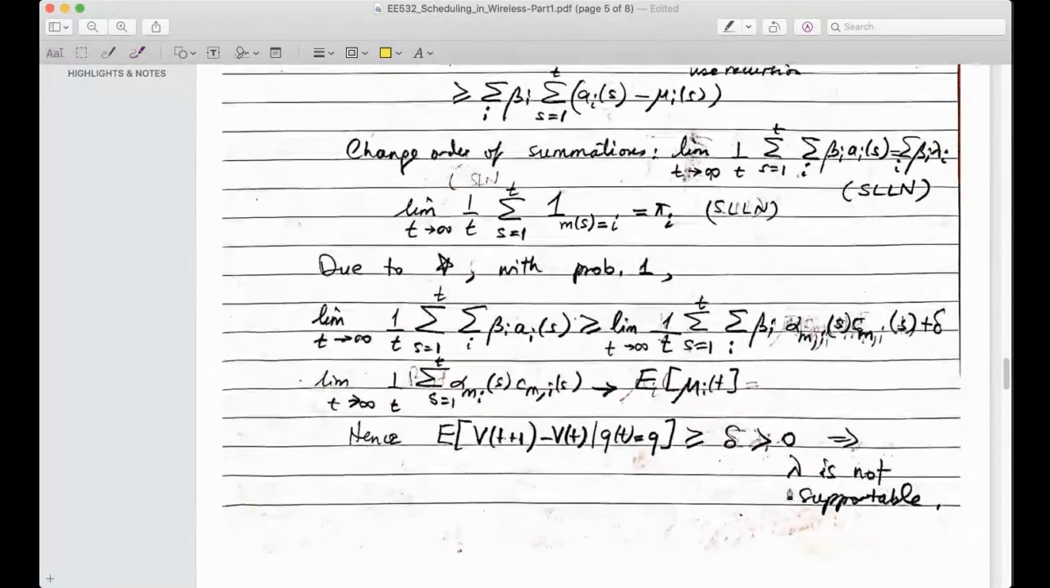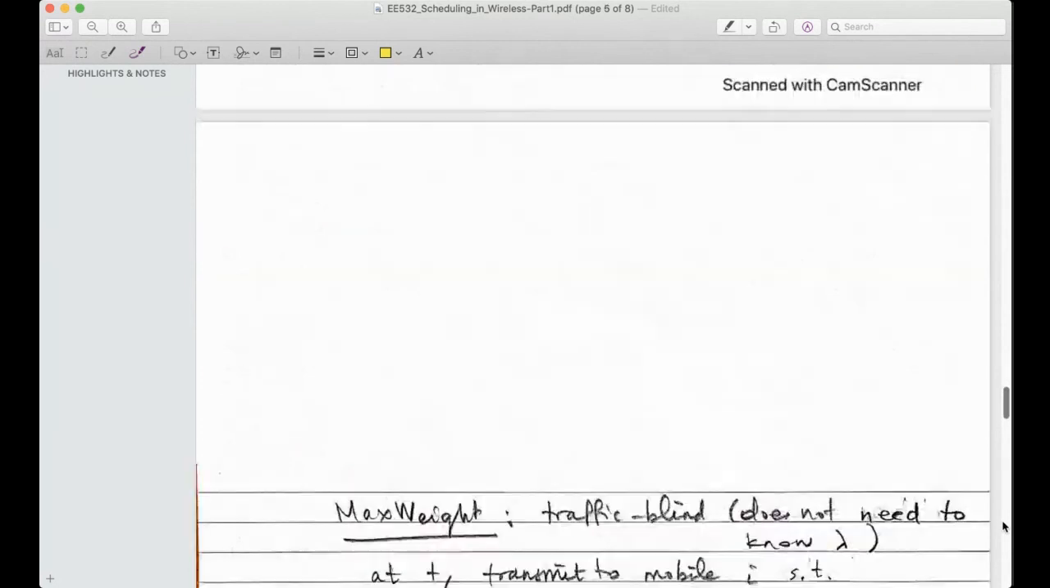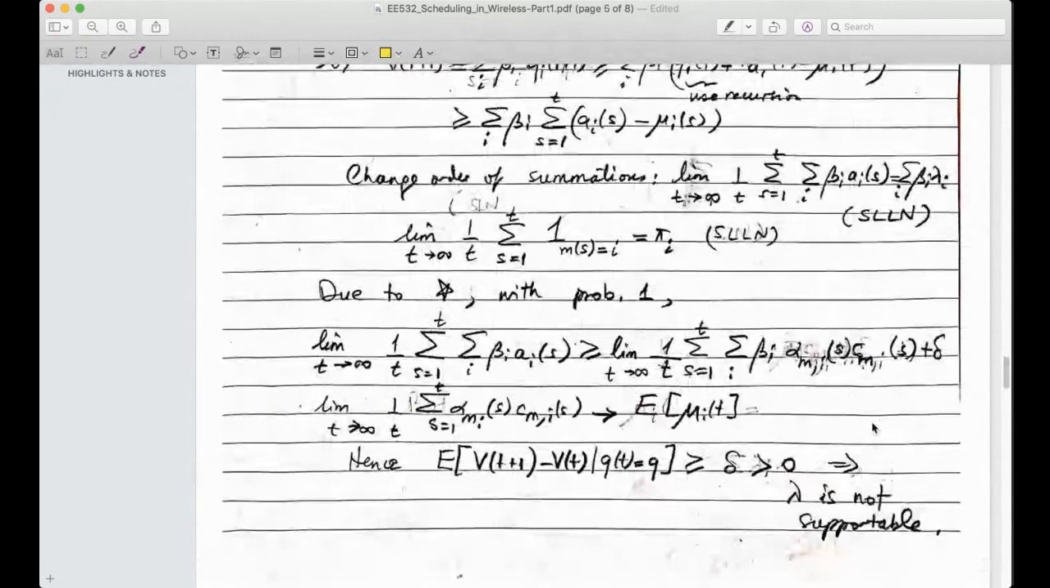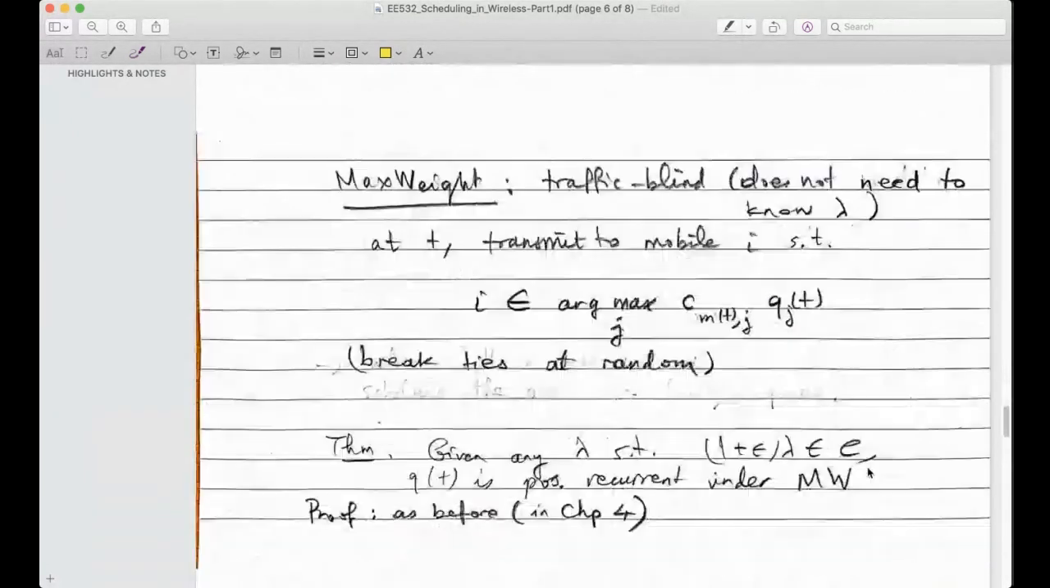Basically, the bottom line is, if lambda is outside the capacity region, we showed through Lyapunov, the Foster-Lyapunov test, that lambda is not supportable. The rest of the details, for example, why we can find a positive beta, etc., are done in the textbook. I'll skip them here. You should definitely take a look at the textbook for that.